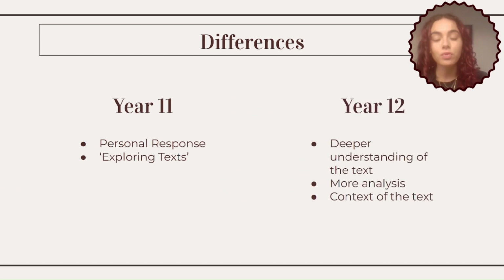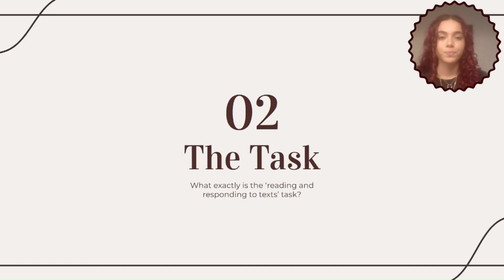Whereas in Year 12, you are expected to have a much deeper understanding of the text than you did in Year 11. You're expected to provide more analytical thinking and understand more of the context of the text and how that influences us as readers and the audience, and what goes on within the text, the themes, the symbols, etc. So, Year 11 to Year 12, just think of it as a jump building on what you've already done. It's getting a little bit more complex, which is pretty self-explanatory.